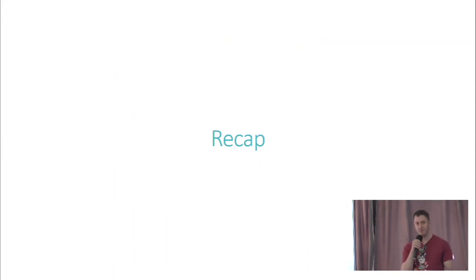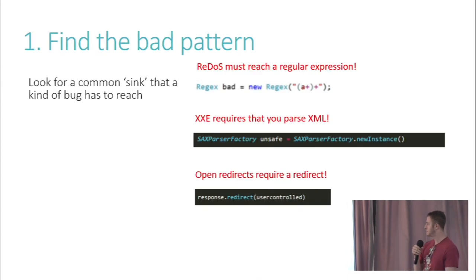All right, recap, because I went very fast, but the strategy is the key thing about this, not the particular examples. You find the bad pattern. My rule for this, it doesn't work for all bugs, but if you can find a common sink, for example, all regex denial of service requires regex, right? All XXE requires XML. All server-side request forgery requires a web request. So they have a common sink. Therefore, if you find a common sink, it's usually a pretty good pattern to try.